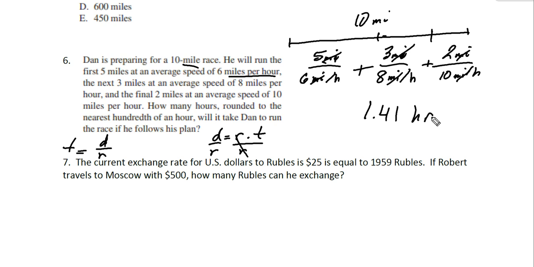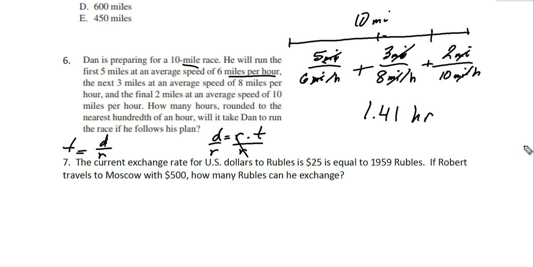All right, and the final question. This is about exchange rates. So the current exchange rate right now, as of March 31st, 2020, for US dollars to rubles is $25 is equal to 1,959 rubles. All right, if Robert travels to Moscow with $500, we want to know how many rubles that is that he could exchange it for.